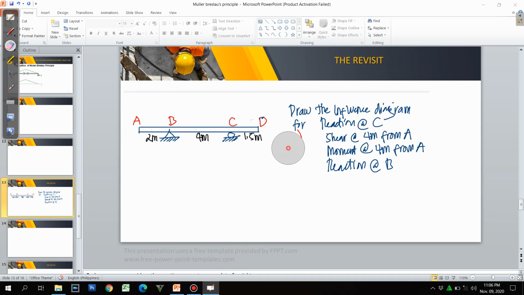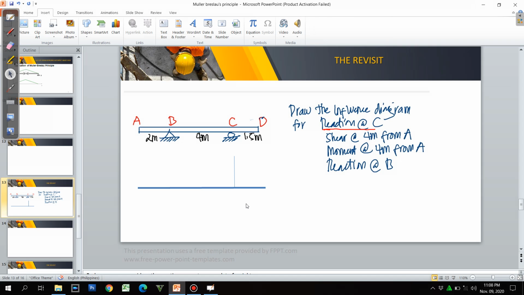So this time we are going to revisit the previous problem we had. First, we are going to draw the ILD for the reaction at C. So we'll just have to draw here a line. Then we will let C be displaced by 1. And this is pin connected. Remember that.